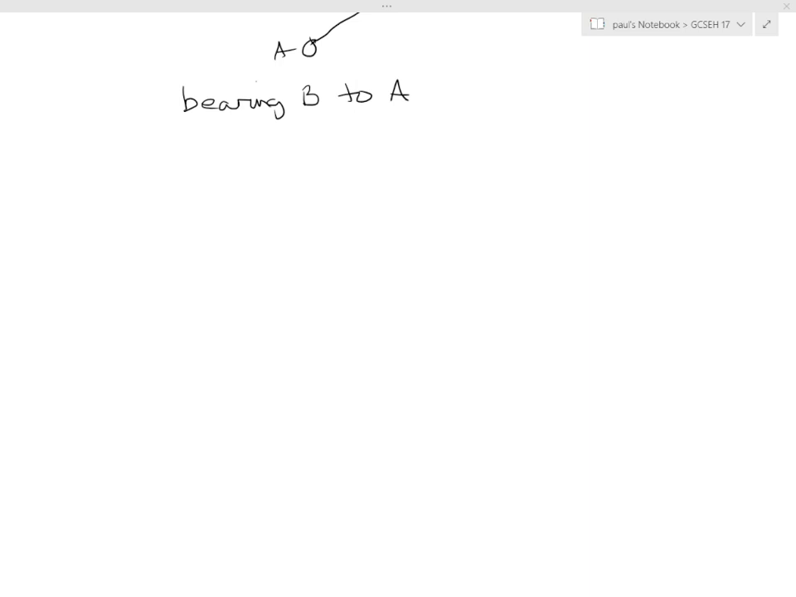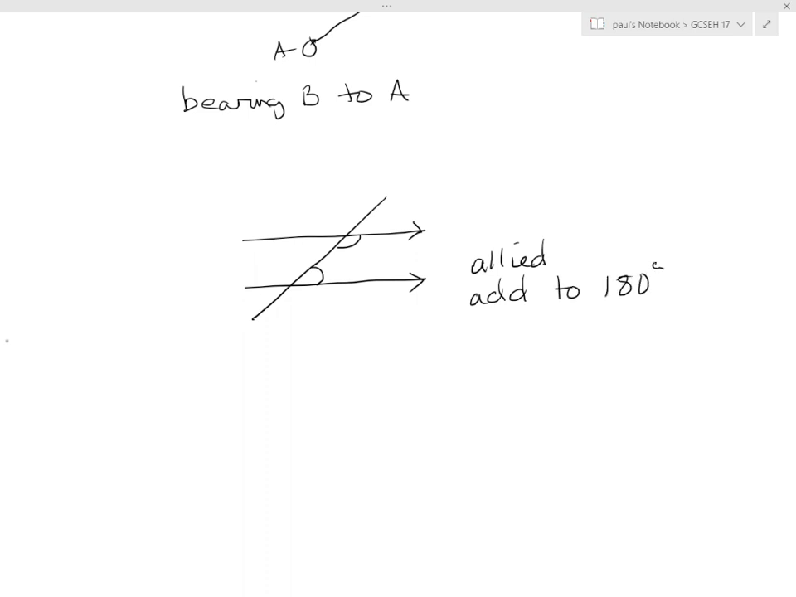Now, one thing you've got to know here is, going back to a previous lesson where we had parallel lines, this angle and this angle are called allied, and they add to 180. So that's something to bear in mind. Okay, so let's have a look at a question here.